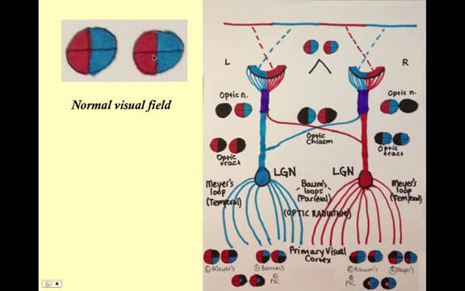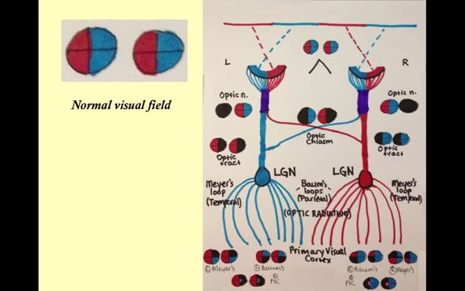So if you were to look out one eye or the other, you're looking at this, right? You've got red and blue. So on your left eye, you're going to see red in your left visual field and blue in your right visual field. And same with your right eye. You see red in your left visual field out of your right eye and blue in your right visual field out of your right eye.